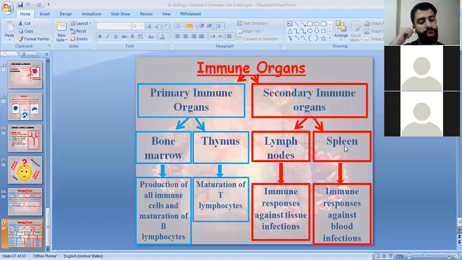So I repeat, bone marrow is responsible for production of B and T lymphocytes, and it only matures B, so it's bone, B, while thymus is responsible for maturation of T lymphocytes and doesn't produce anything.